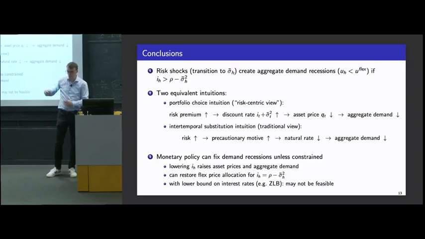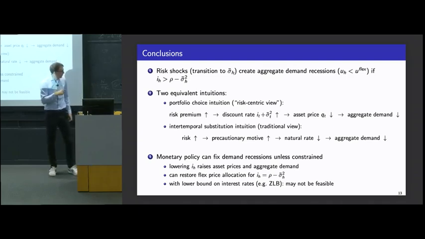Because you want a higher risk premium. So that means the asset price goes down, and because asset prices are linked to demand, aggregate demand falls. So that would be more the portfolio choice way of thinking about the world.